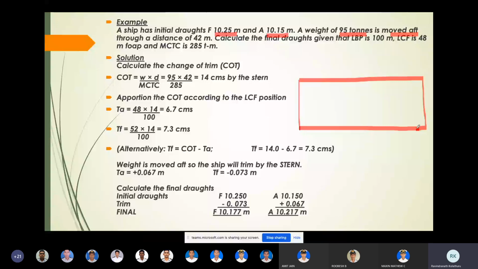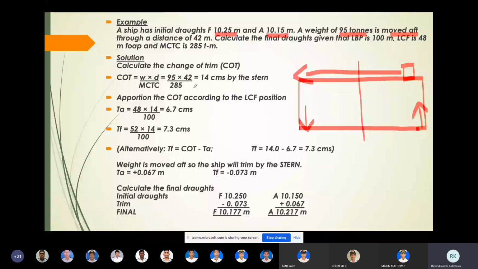So here it is said a weight of 95 tons is moved aft, meaning from forward it is being moved aft. So when from forward it is being moved aft, my forward draft is going to decrease and my aft draft is going to increase. So that thing is clear. If you take this as a vessel, this will be my midship.